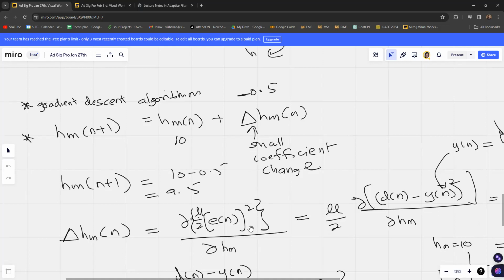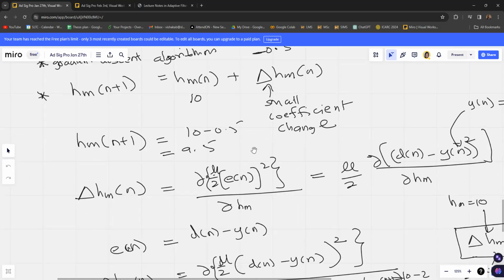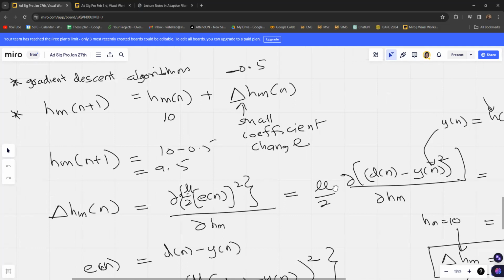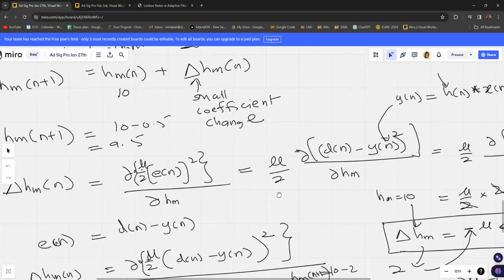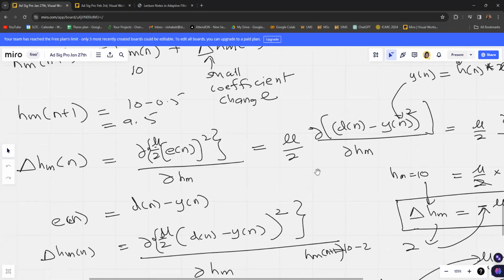In order to take the average, we are dividing by 2, and then we are taking the mean value of the error and also multiplying with the mu value, which is a new constant we are adding here. Mu is something new, and it is called the learning rate of this algorithm.